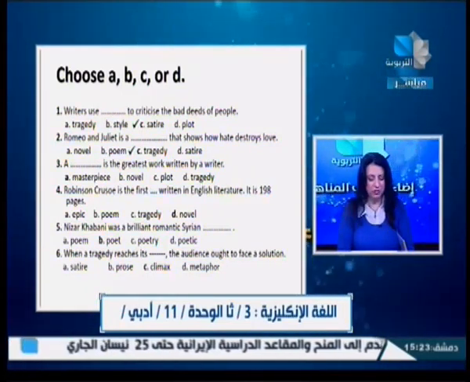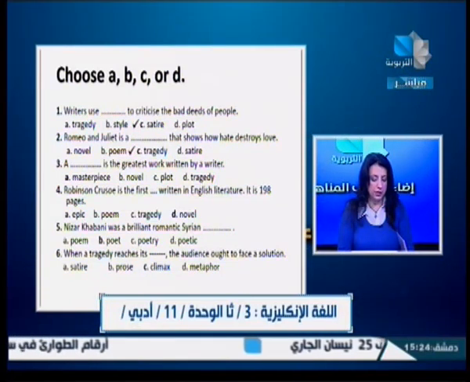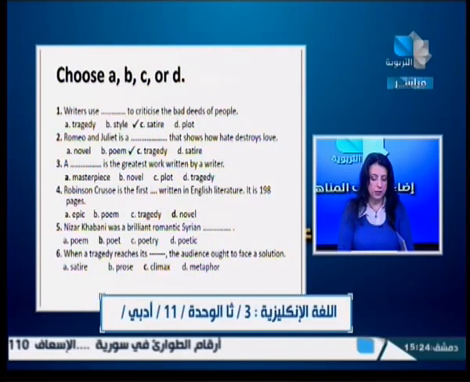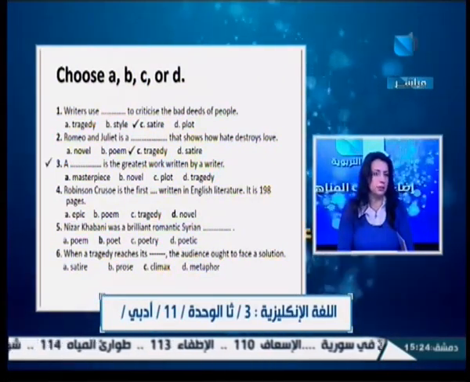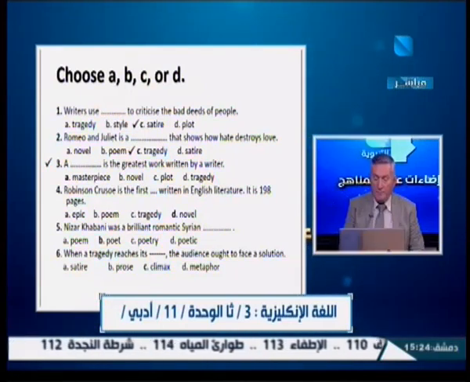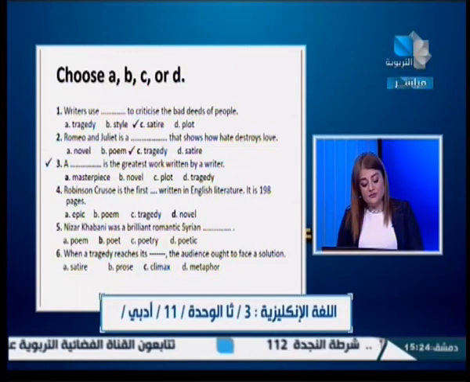Okay, number 3, blank is the greatest work written by a writer. It's A, masterpiece, B, novel, C, plot, and D, tragedy. Since we're talking about the greatest work, it's a masterpiece, letter A. Number 4, Robinson Crusoe is the first blank written in English literature.